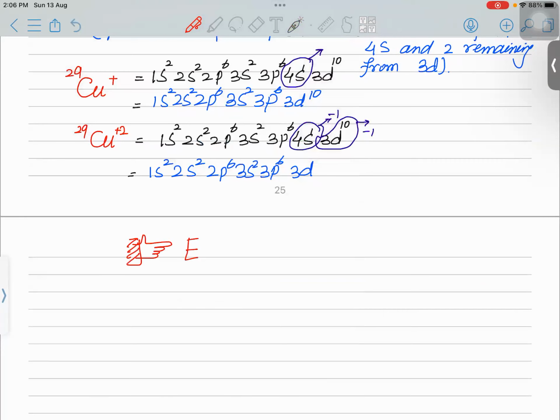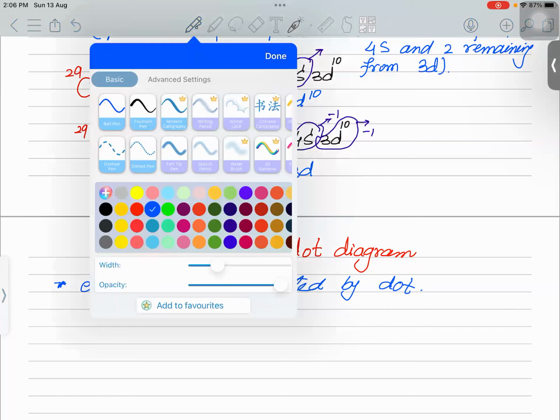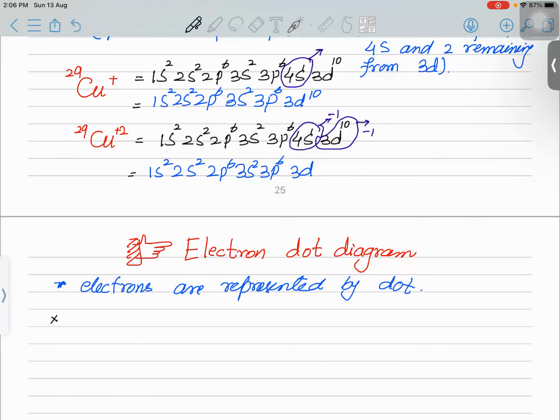Next is electron dot diagram. Now you consider that electrons are represented by a dot. In an electron dot diagram, electrons are represented by dots, right? Point number 2, only valence electrons are considered.